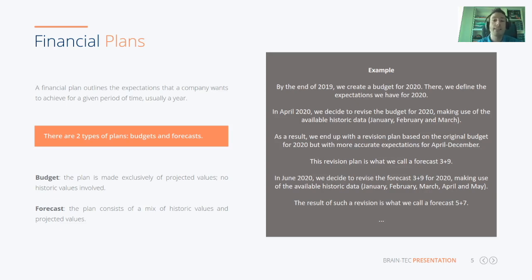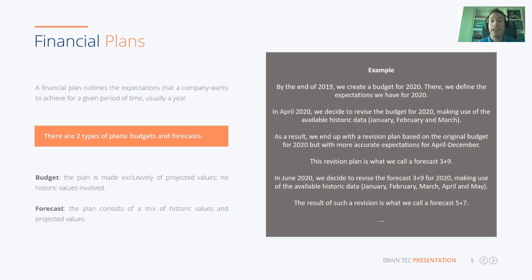A forecast is a plan consisting of a mix of historic values and projected values. Okay, let's have a look at an example to better understand these 2 concepts. By the end of 2019, we create a budget for 2020. There we define the expectations we have for 2020. Obviously, in 2019, we don't have any actual data from 2020. Therefore, all the amounts in the budget are going to be expected values.